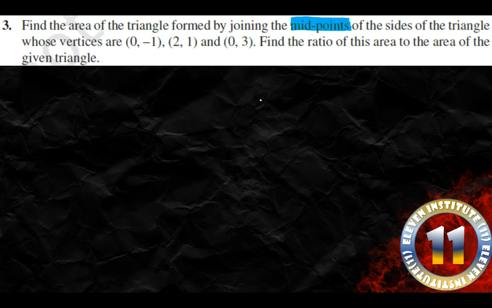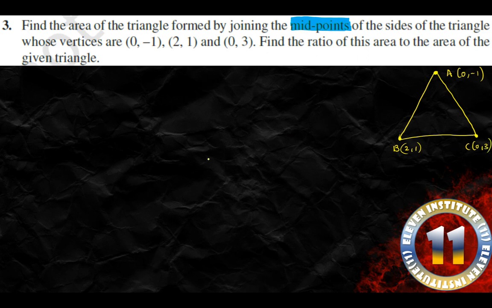So first let us move ahead with this much of data that we are having a triangle over here. Let me draw it. Yes, so here we have the first vertex, that is point A. Let us name it 0, -1. Here we have second point, that is B, and we will name it as 2, 1. And third one, let us name it as C, and that is 0, 3.